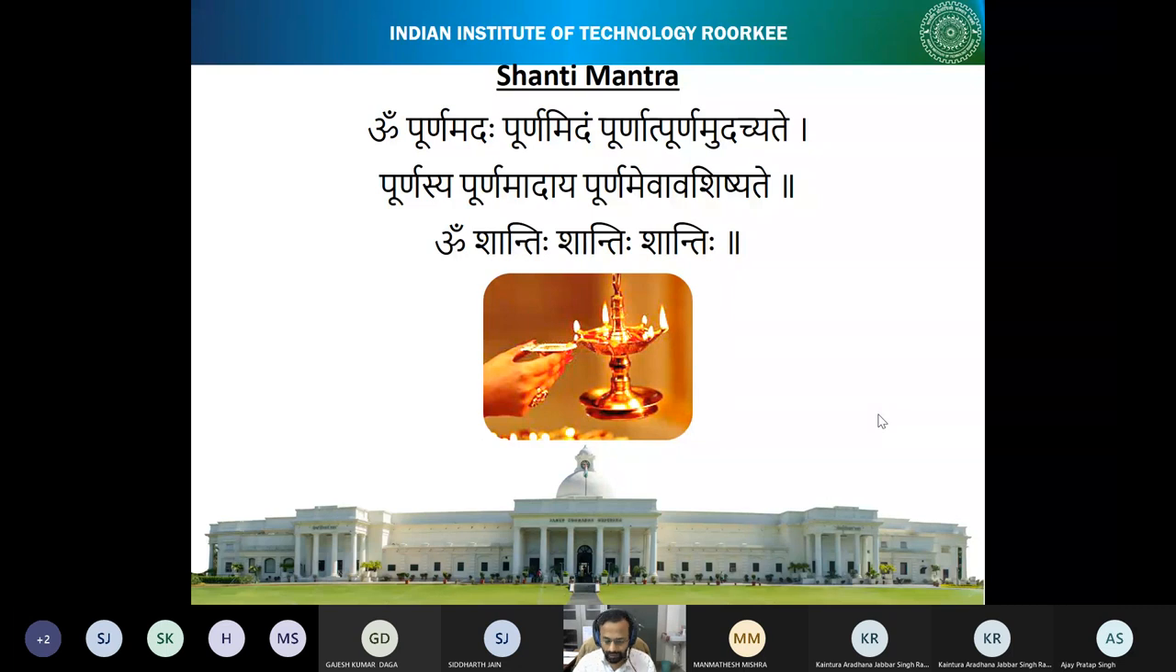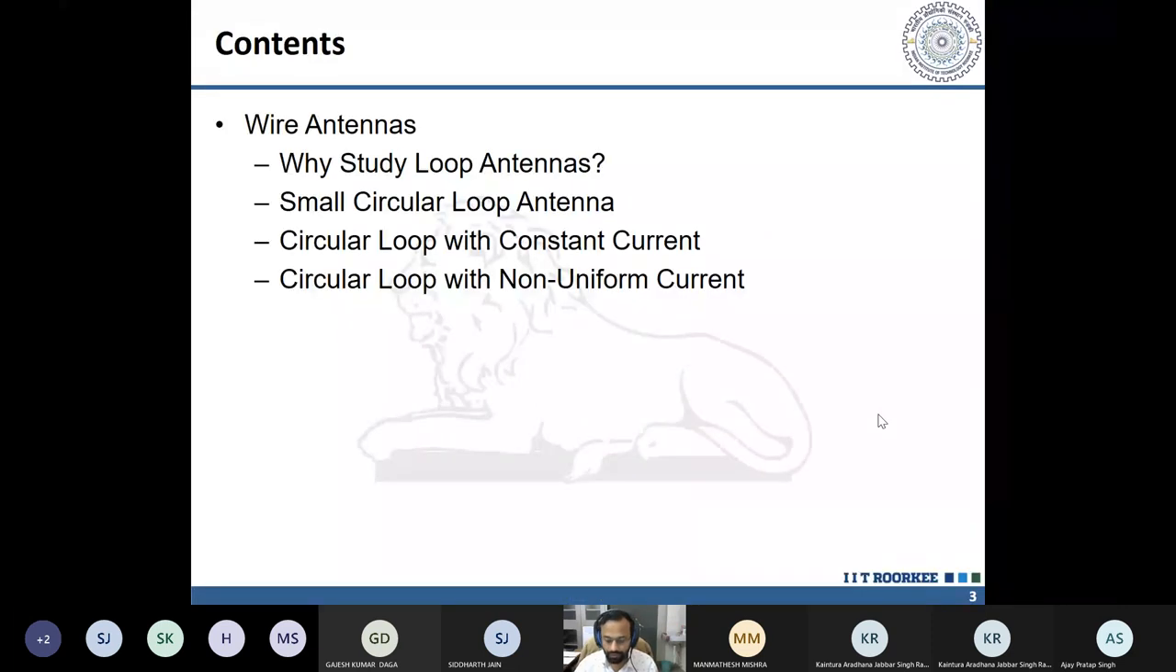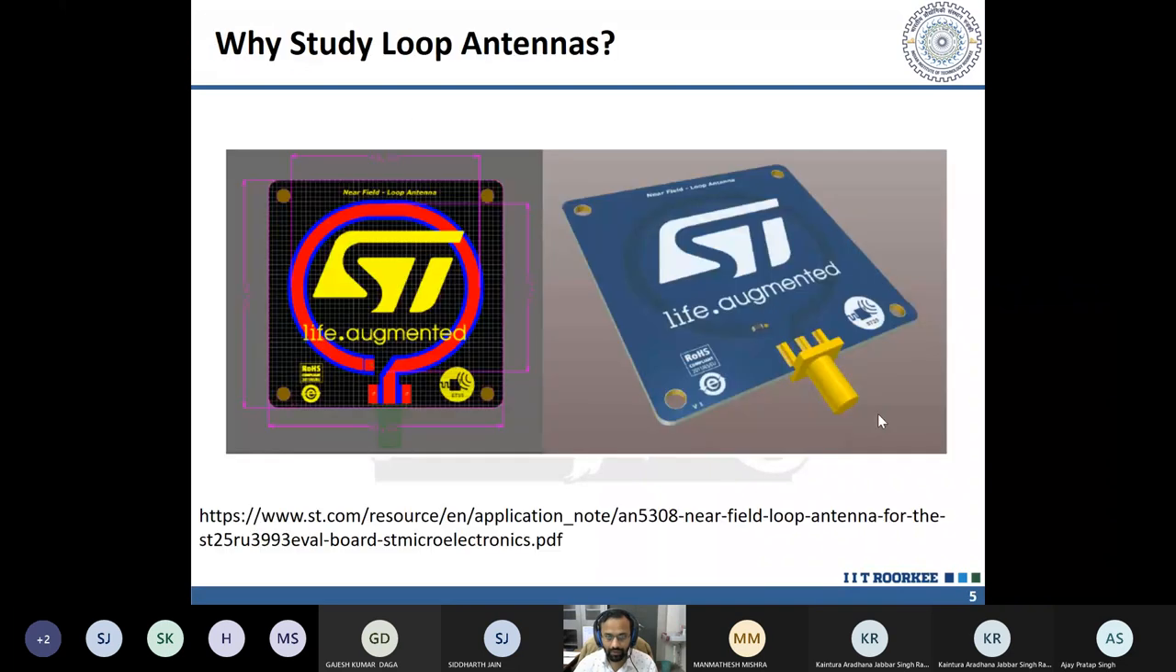Welcome to the course CCN 534, Antenna Theory and Design. In the previous class, we covered loop antennas, and we saw why we study them, because one of the important applications of loop antennas is in RFID applications. Probably it is the only application prevalent today which is widely used. So next time, if you come across any RFID tags, try to see what type of antenna is being used in them.